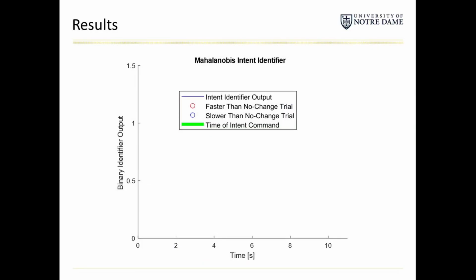Time will be graphed on the x-axis. The binary output of the intent identifier will be graphed in blue, while the ground truth will be graphed in red. A value of 1 represents an intent change, and a value of 0 represents no change. Blue circles on the x-axis indicate a slowdown, and red circles on the x-axis indicate a speedup.